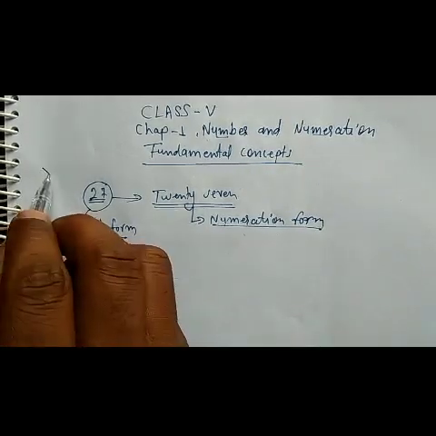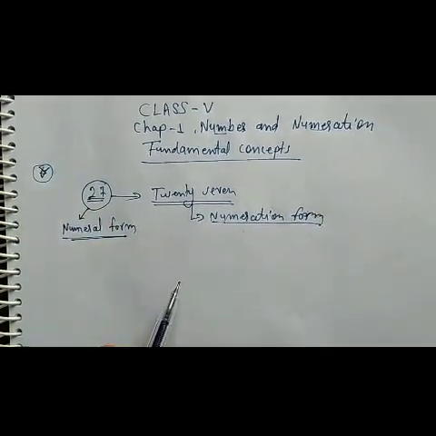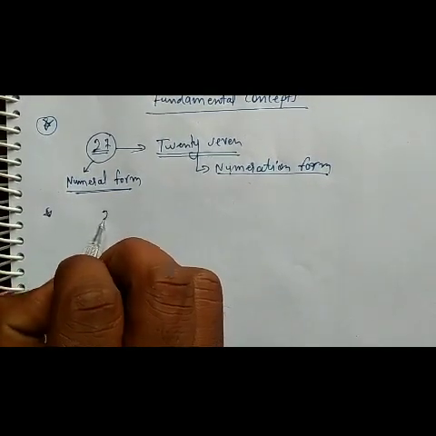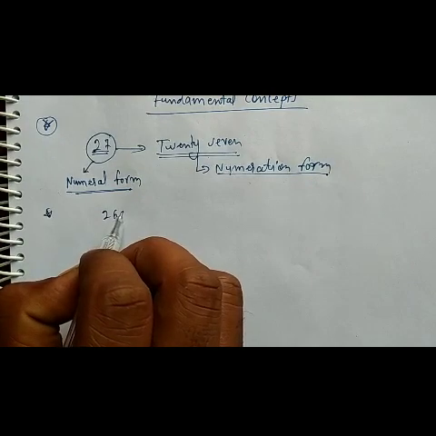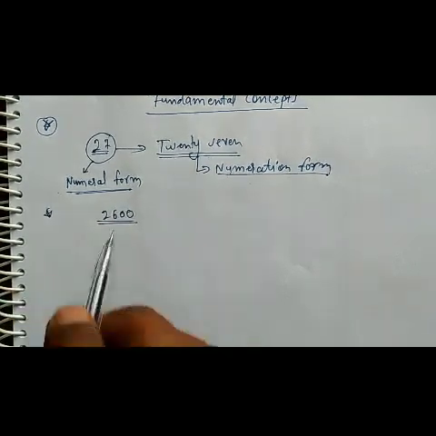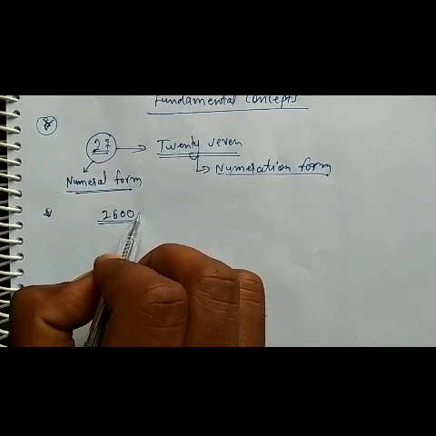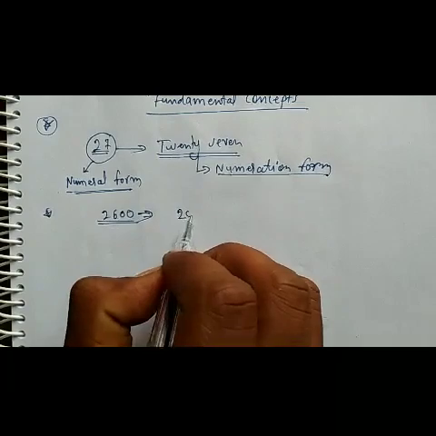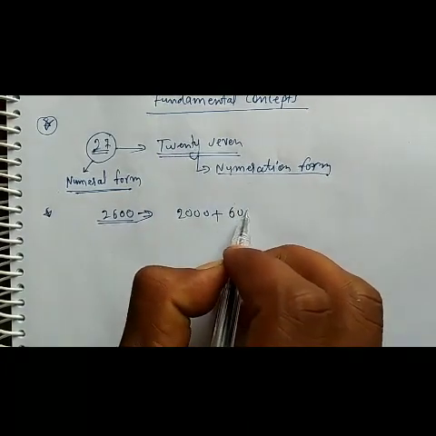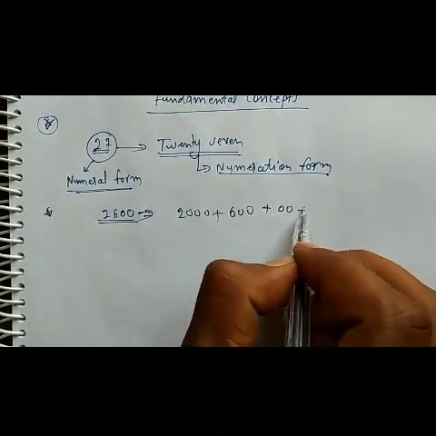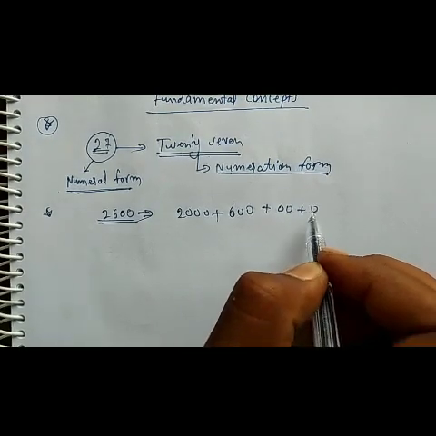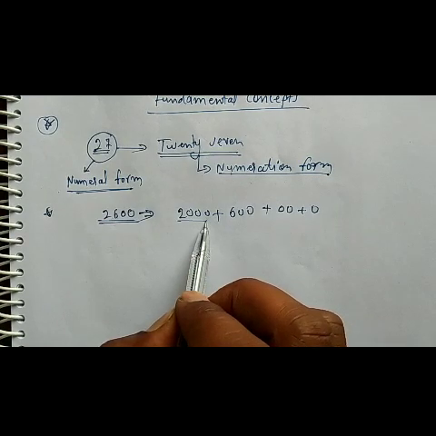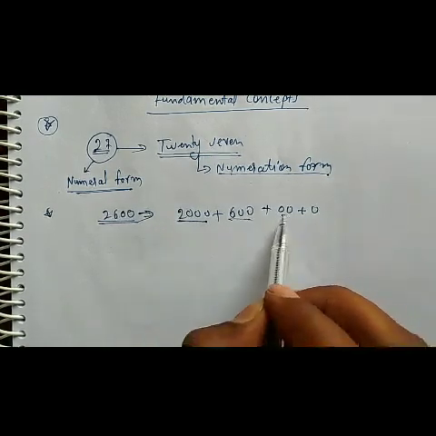Next point, this is our first concept done. Next concept: expanded form and short form. Suppose this is 2600. If we have to write this 2600 in expanded notation, the tens place is not there and the ones place is not there either, meaning 00. 2600.